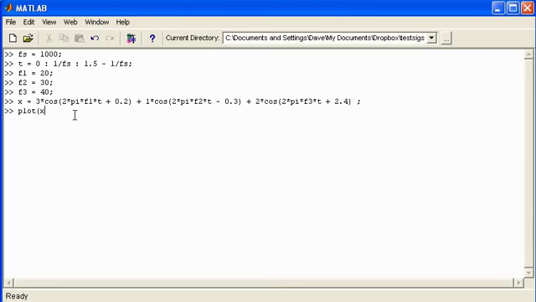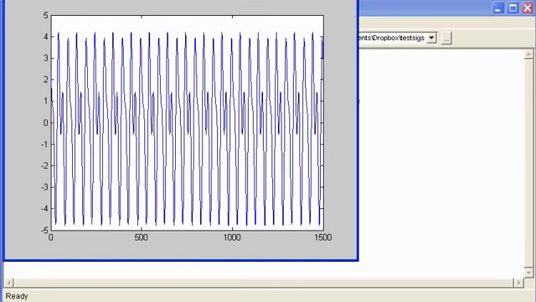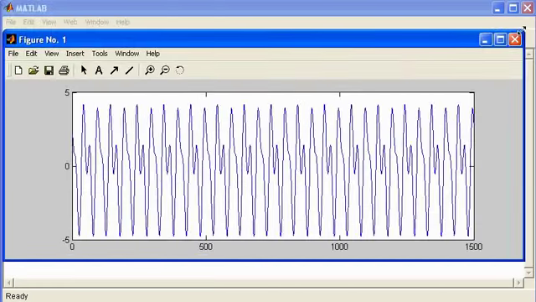So let's just plot x first of all. We'll just resize it. Okay, so there's my time domain signal, which results when I add the three sinusoids together. I got 1500 samples, and there's my amplitude axis here.